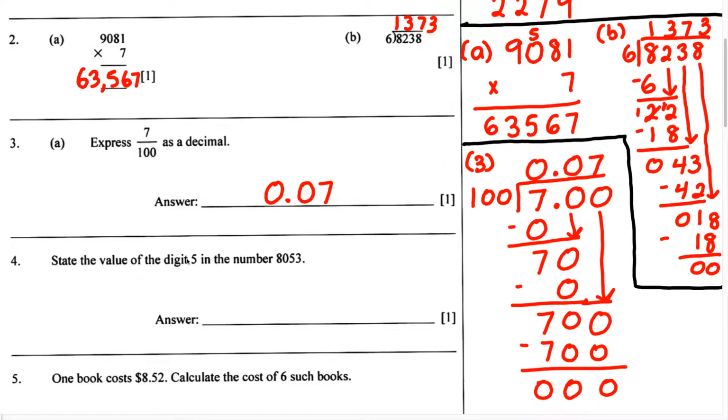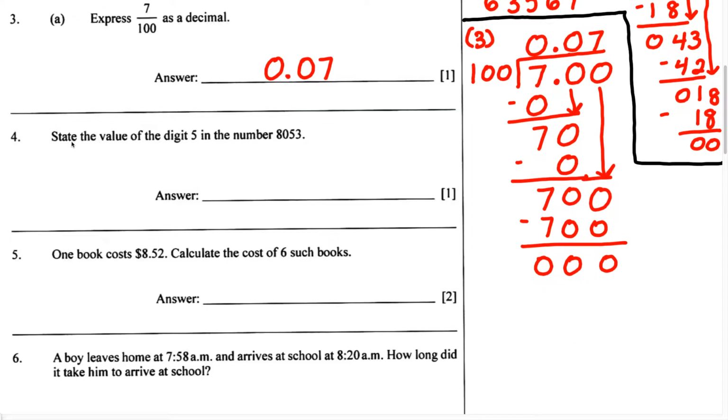Okay, let's do question 4. Question 4 says, state the value of the digit 5 in the number 8053. Now, the only thing we're going to do is write down the number. We can write it right here. We can say 8053.